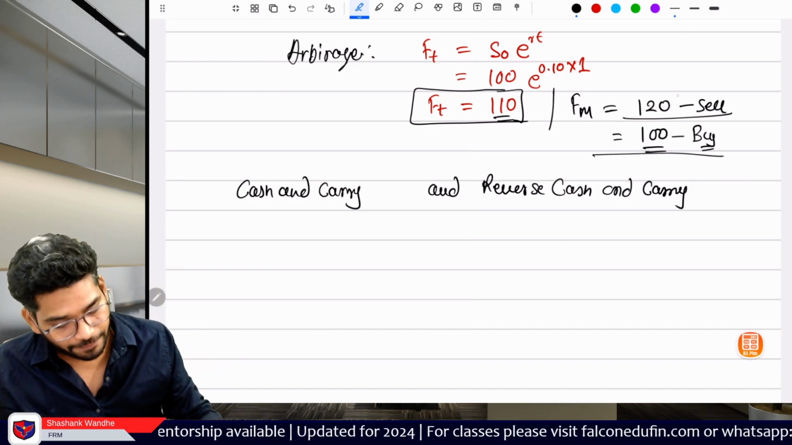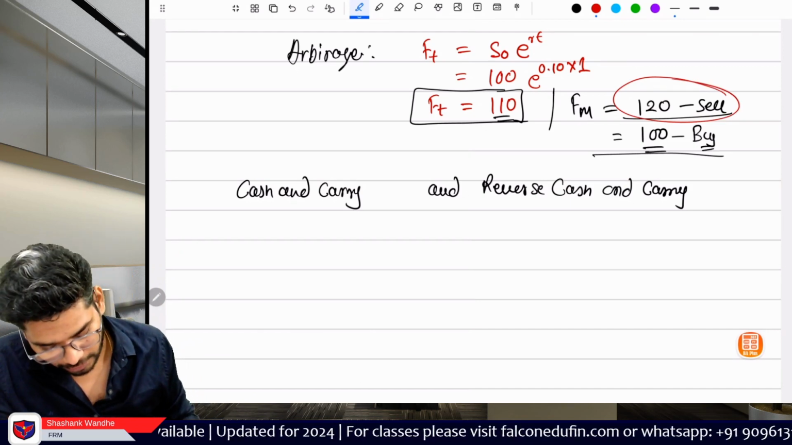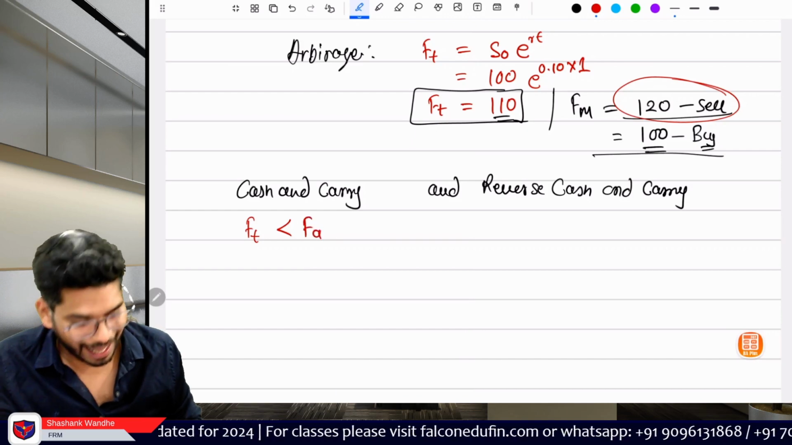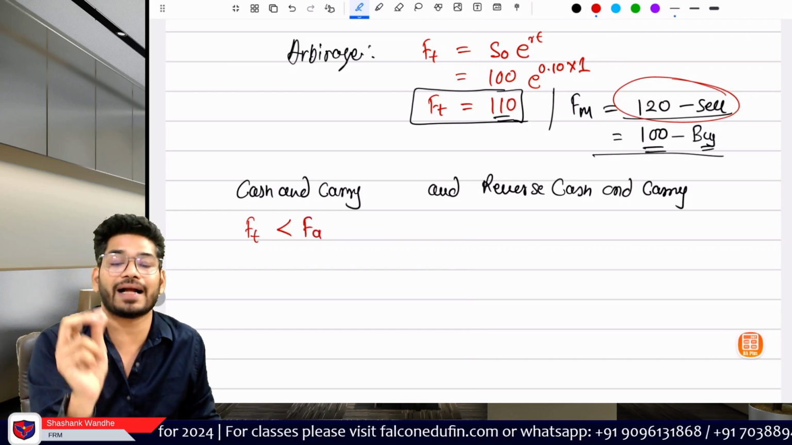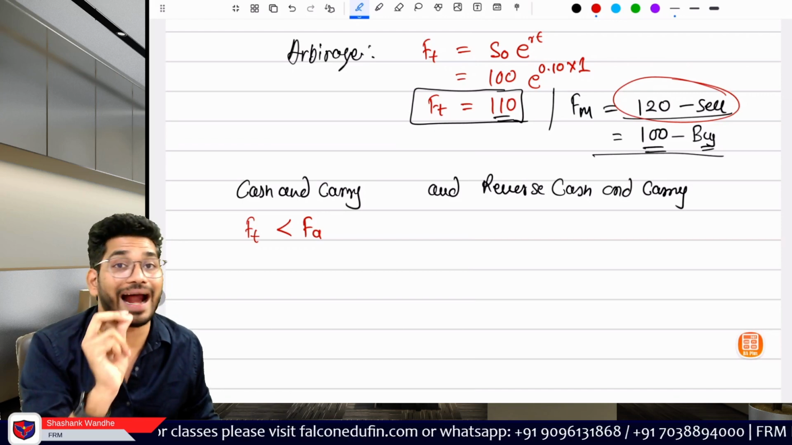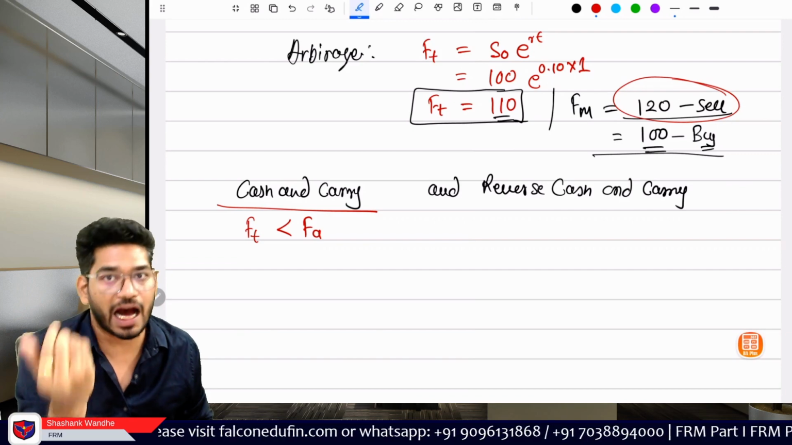Now, if the situation is this, that is, your theoretical price of the future is less than the actual price, theoretical price is less than the actual price, we call it cash and carry arbitrage. Cash and carry arbitrage.